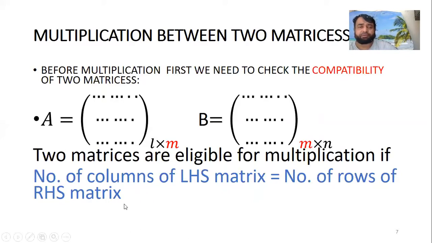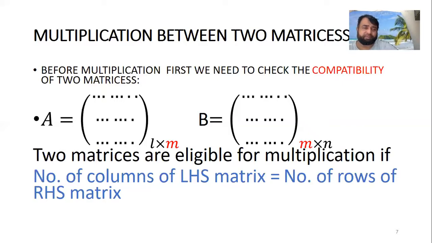Here, in matrix A, the order I have written is L by M, and matrix B's order is M by N. If you notice, I have marked M in red color here. That is the column of the first matrix, matrix A, and the row of the second matrix, matrix B, they are the same. That is the rule. If you want to multiply two matrices, always remember that the first matrix's column number should be equal to the second matrix's row number. Only then are the matrices compatible.